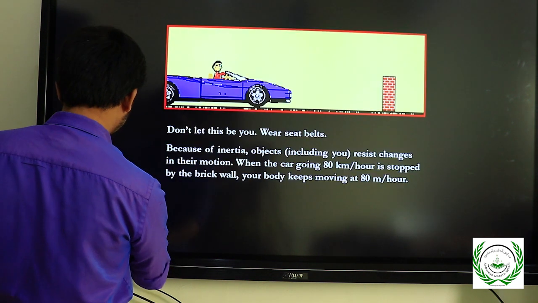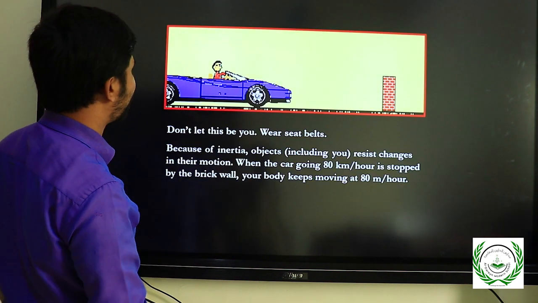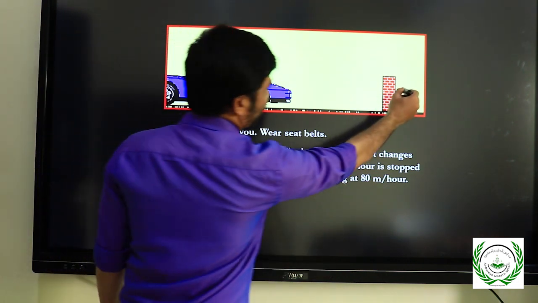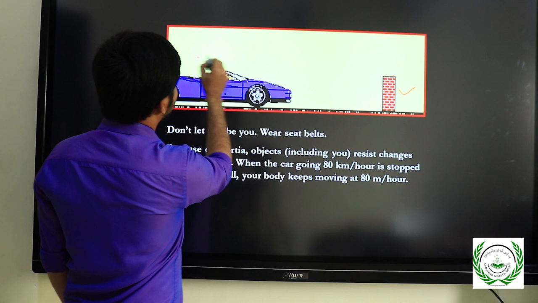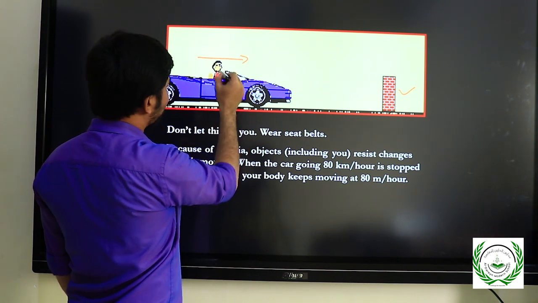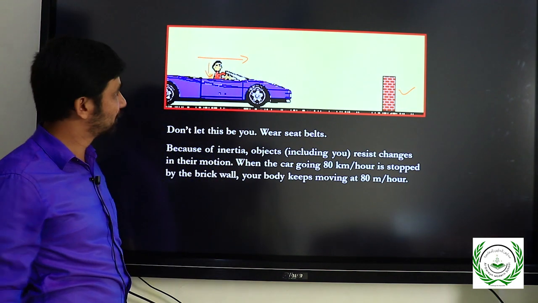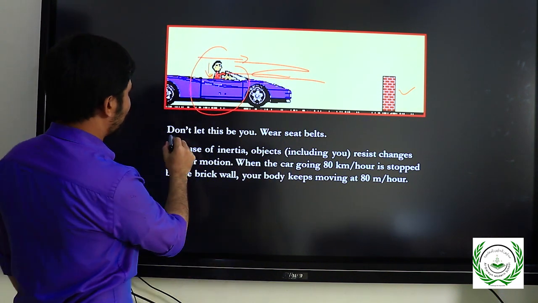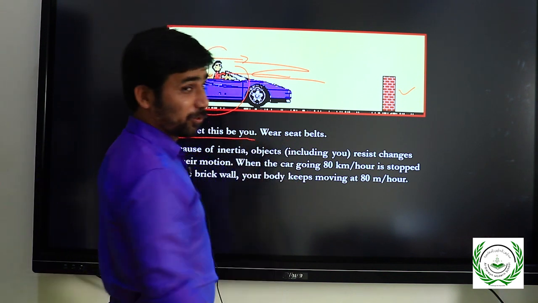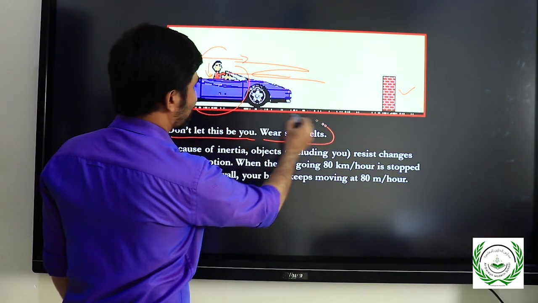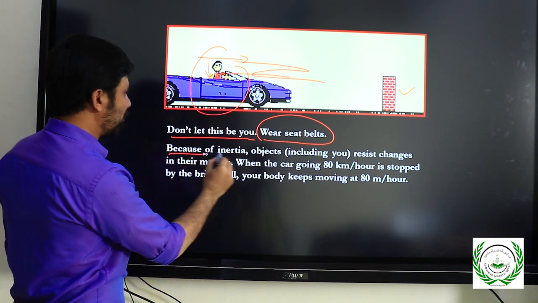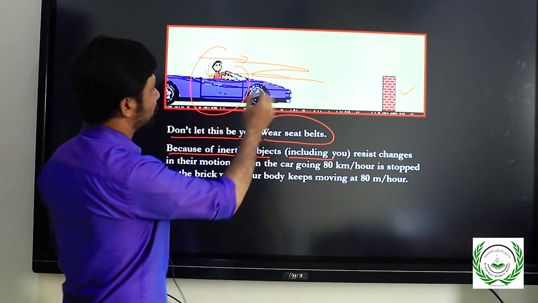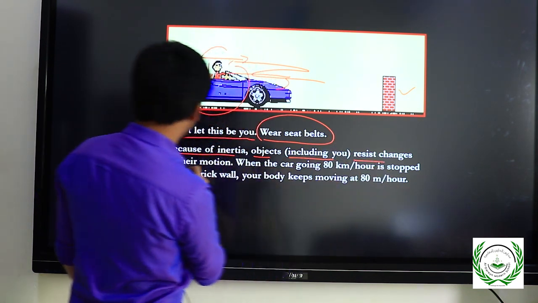Next, let's see one more example. A person is driving a car and there is a wall. The wall is at rest, but the car is in motion. According to the car, he is at rest in the car. It means both are traveling. Don't let this be you. Okay, don't do this, it's just imagination. If you are traveling, wear seat belts. Because of inertia, Newton's first law, objects including the car and you resist changes in their motion.